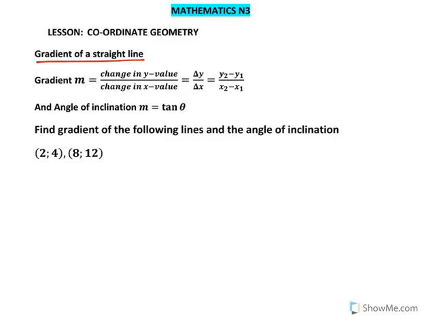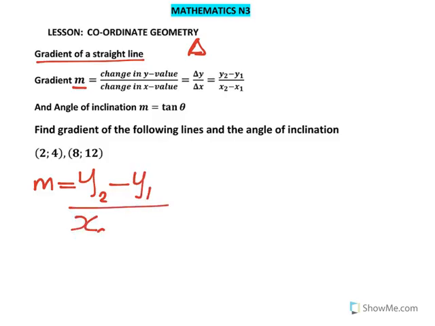When we are talking about the gradient of a line, we abbreviate it by using the letter M. So the gradient of a line, that letter M, is equal to the change in y value over the change in x value. The change is this symbol, delta, which means change. That's why you've got delta y over delta x, which is y2 minus y1 over x2 minus x1.